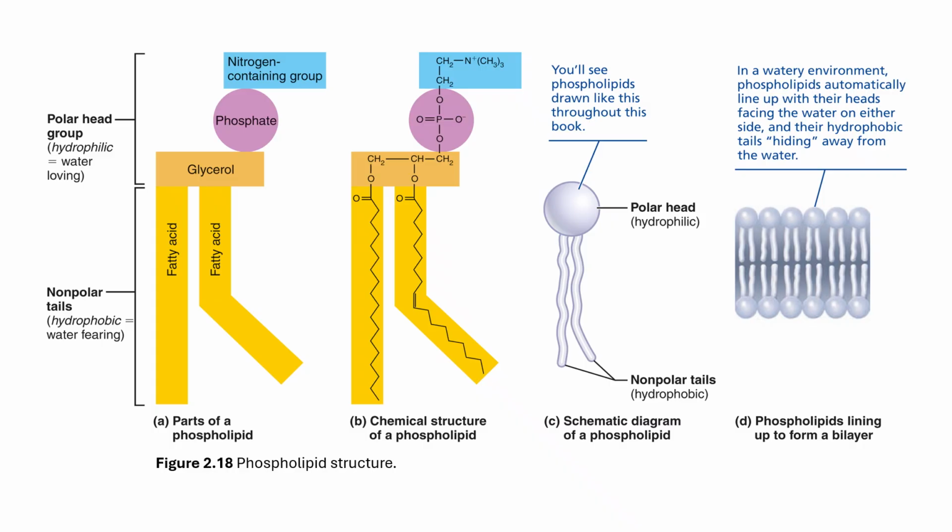Here we see the chemical structures. This is the long chain fatty acid, the glycerol, the double bonded fatty acid. Here we have a phosphate group and a nitrogen containing group. So this is kind of an easier way to look at it. We have the polar head, hydrophilic, water loving, and then we have the two fatty acids, the tails, that are water fearing. So when you line them up like this it creates a phospholipid bilayer, which is part of our cell membrane.